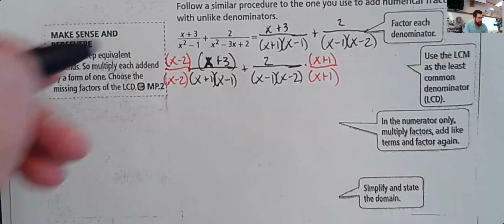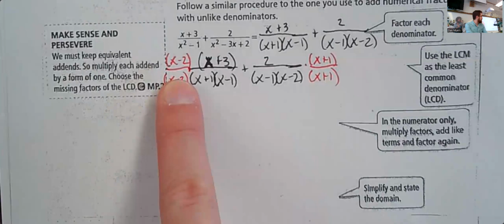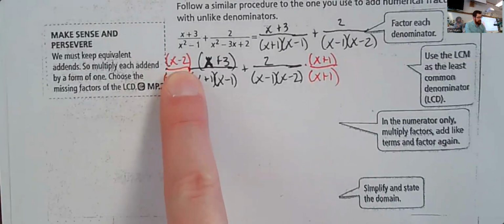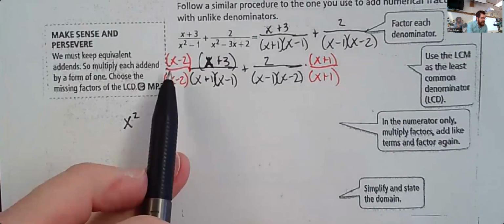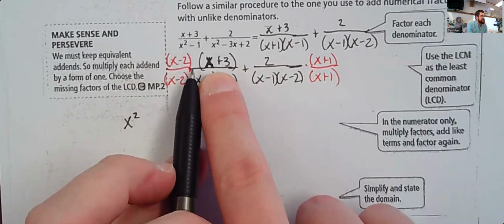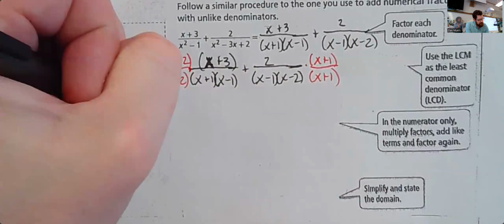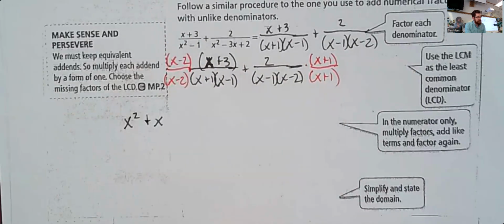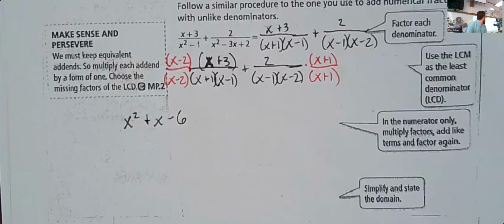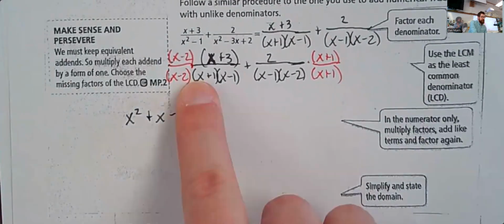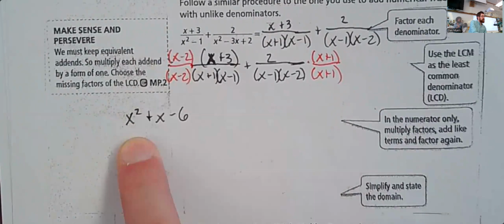So over on the left here, let's do our FOIL. That's going to be x squared. So here's our new numerator, x squared. Let's see, that's 3x and negative 2x. 3 minus 2 is 1, so that'll be positive x, so plus x. And then negative 2 times 3 would be minus 6. So that's foiling the numerator here.